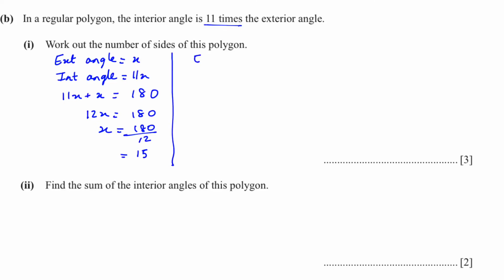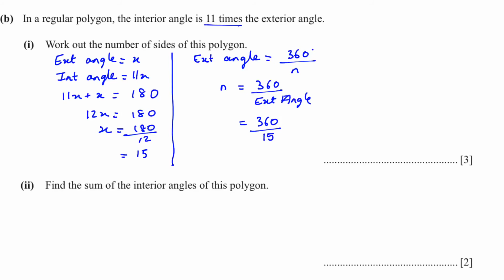There's another rule that exterior angle is equal to 360 divided by number of sides. We will make the number of sides the subject and 360 divided by the exterior angle, which is 360 divided by 15. The answer is 24. So the number of sides are 24.